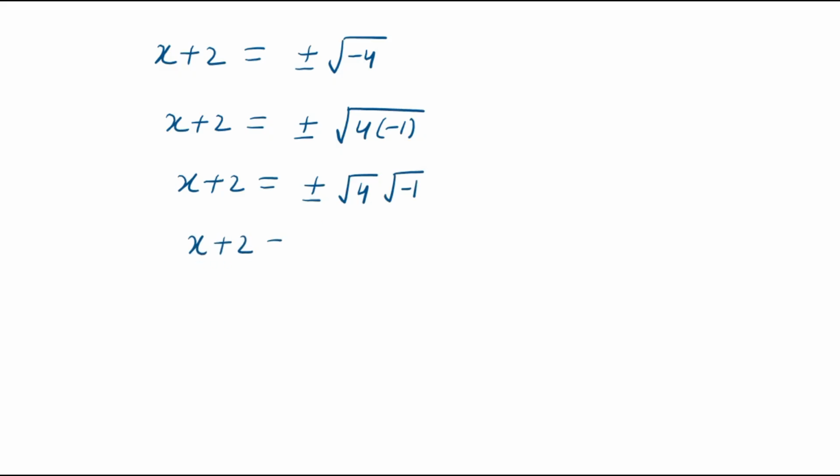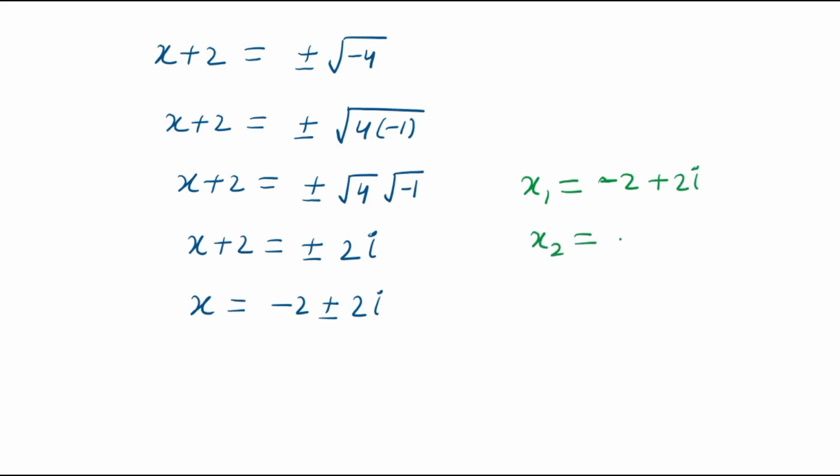x + 2 is equal to ± square root of 4 is 2, and square root of -1 is iota. Then x is equal to -2 ± 2 iota. Here two solutions. First solution x1 equals -2 + 2 iota, and second solution x2 equals -2 - 2 iota.